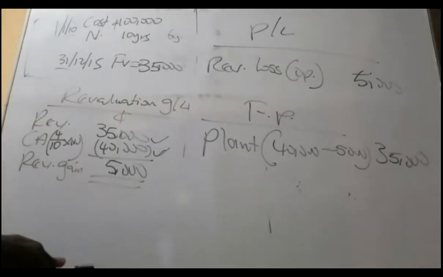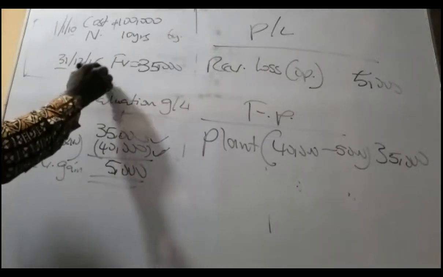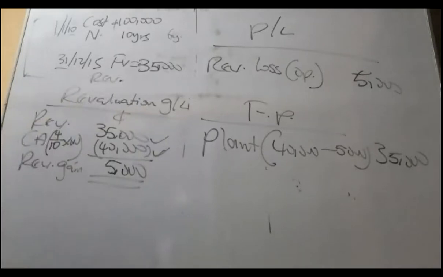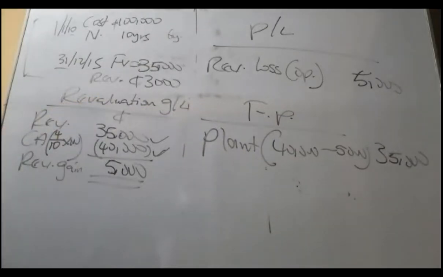Now let's assume that this asset was revalued last year, and previously they had a revaluation gain of, let's assume, 3,000. They had a previous valuation gain of 3,000, so I've amended it. How would that one be?